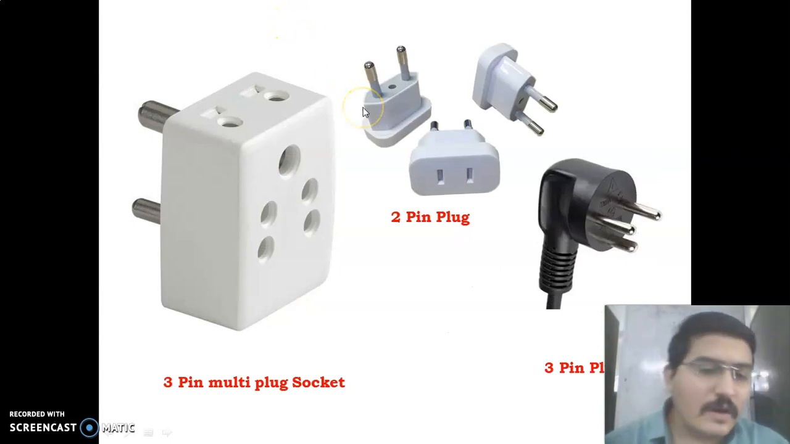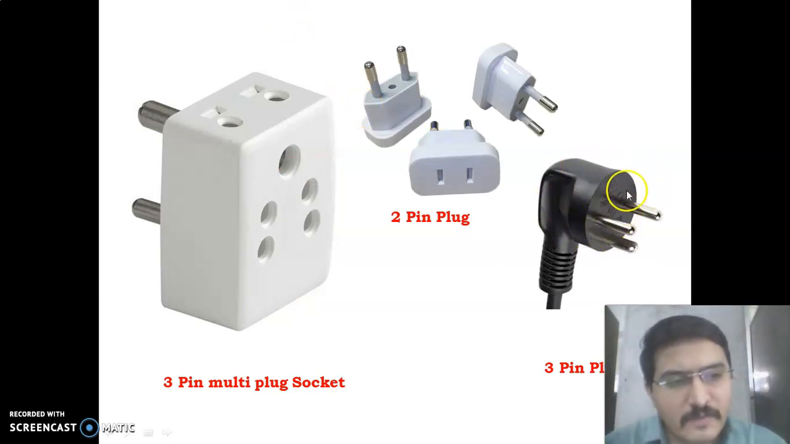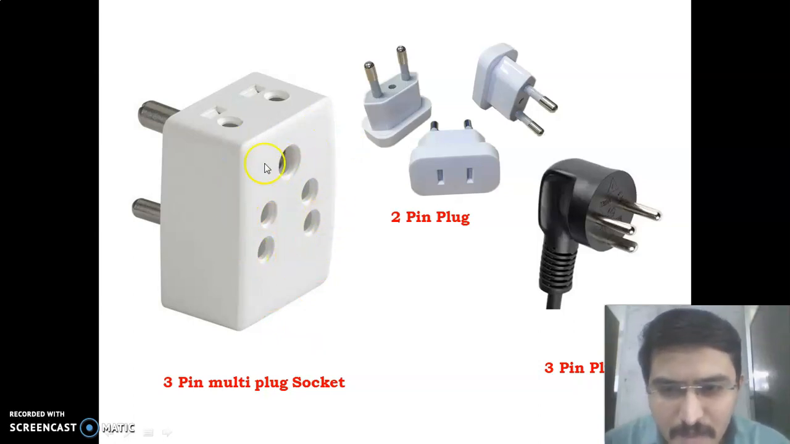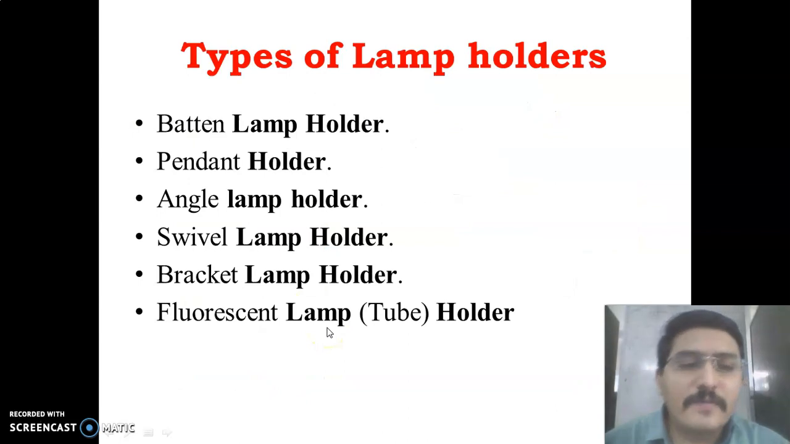Then this is the picture of a 3-pin plug. Here we can observe that this type of 3-pin plug is used for different applications like refrigerators, washing machines, mixers. This is the picture of a 2-pin plug. These are used for applications like mobile charging or any equivalent. Then this is the 3-pin plug socket. Here we can make multiple connections. The bigger size connection is used for earthing, and these are used for phase and neutral.